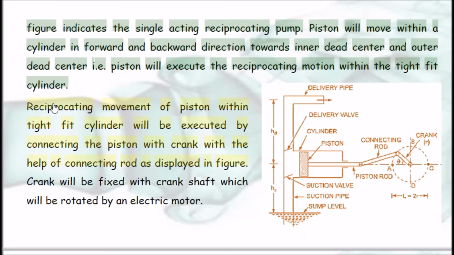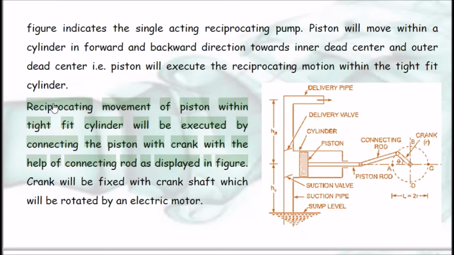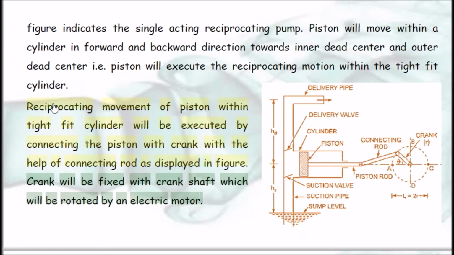Figure indicates the single-acting reciprocating pump. Piston will move within a cylinder in forward and backward direction towards inner dead center and outer dead center, i.e. piston will execute the reciprocating motion within the tight-fit cylinder. Reciprocating movement of piston within the tight-fit cylinder will be executed by connecting the piston with crank with the help of connecting rod as displayed in figure. Crank will be fixed with crankshaft which will be rotated by an electric motor.